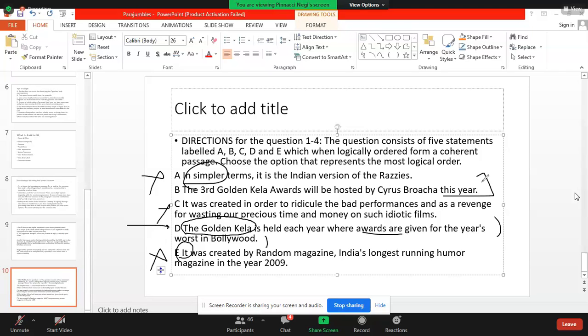So you cannot say that the Golden Kela Awards for this year will be hosted by Cyrus Brocha, and then you tell about Golden Kela Awards. No, you would talk about Golden Kela Awards in general. You would tell what it is and this, and then from a very general perspective to something very narrow and specific, you come down to the Golden Kela Awards for this year. So in general, if you just put it together, the Kela Awards they held every year, and you know that it was created, and it was created by this, and in simpler terms it means this.